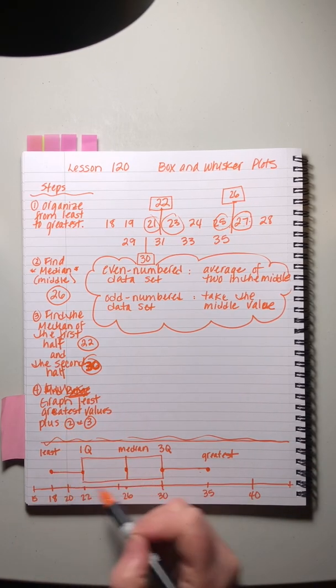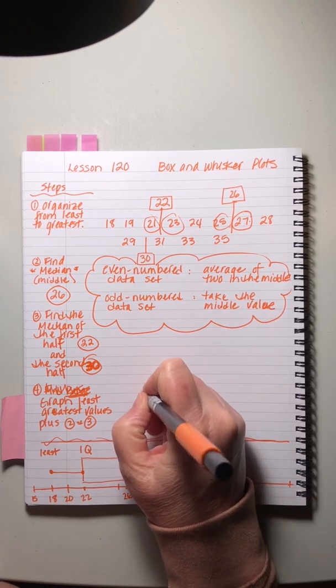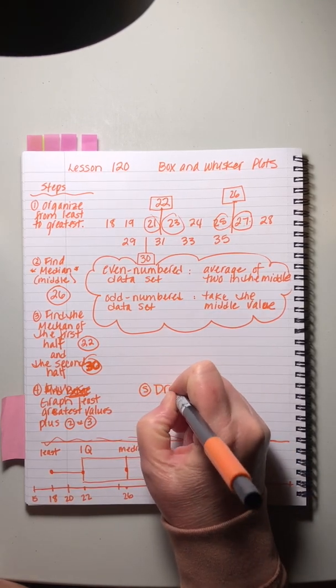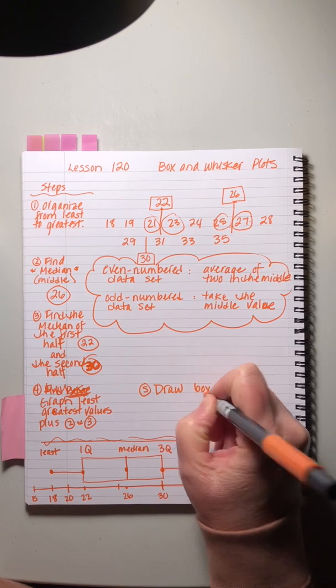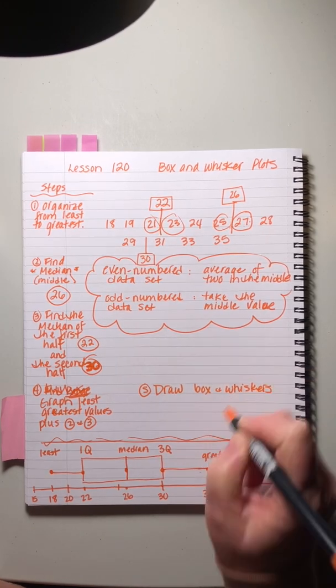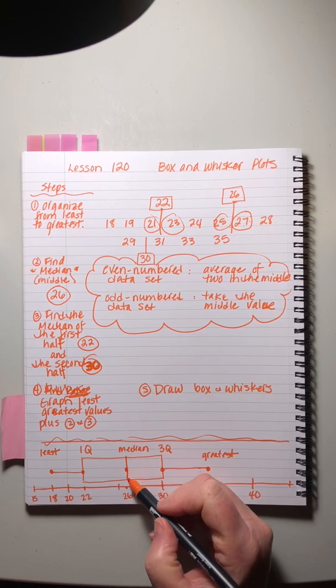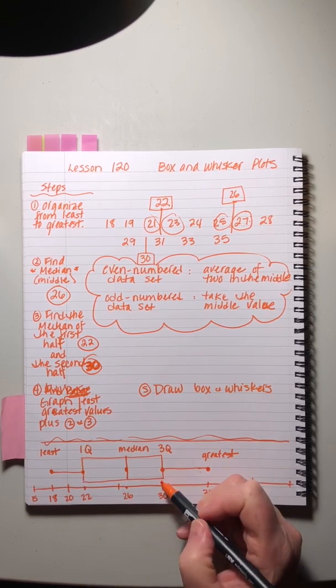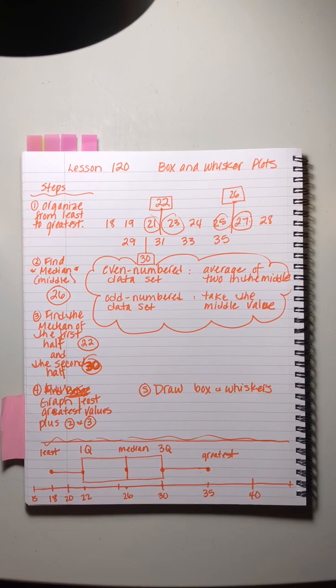Okay, so we graph all of that. And then the last step, 5, is draw the box and the whiskers. And the 3 down lines go from the median, first quarter, third quarter, and then we connect. Okay? Let's do one more.